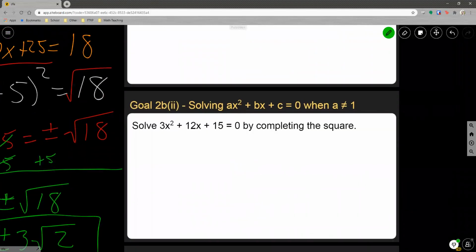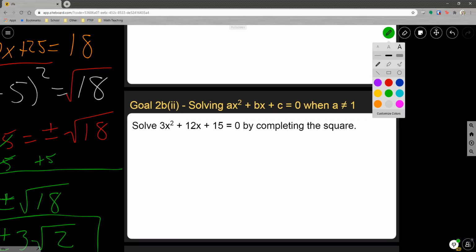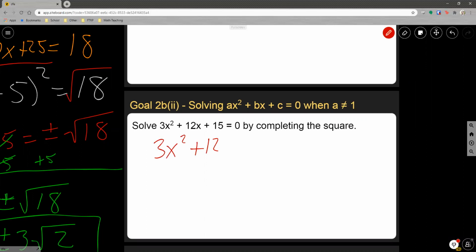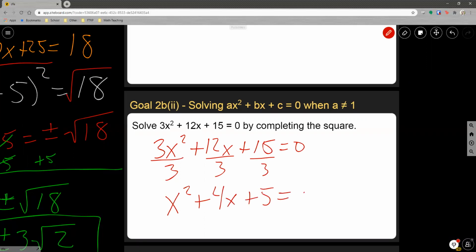All right, so let's try goal B part 2. Solving the same type of equation, but when a is not equal to 1. This just has an extra step. It's nothing special. So I'm solving 3x squared plus 12x plus 15 equals 0 by completing the square. Not a huge problem here. All we have to do is divide by 3 on both sides. If I divide by 3 on the left, I'm left with x squared plus 4x plus 5 equals 0.